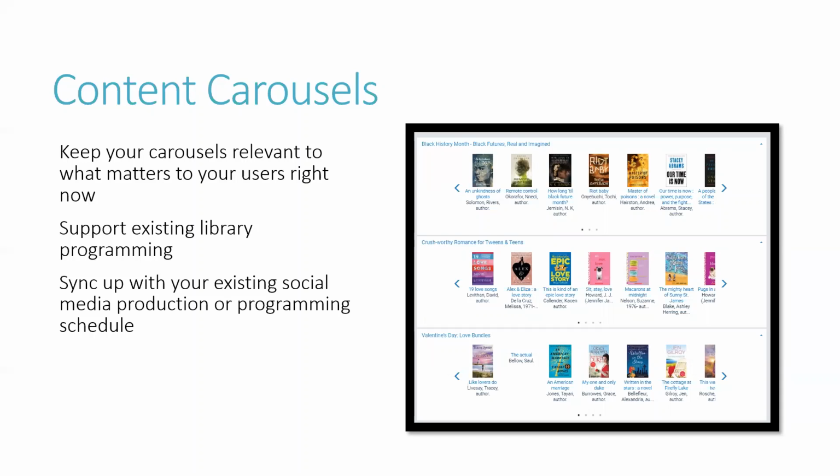You can also support existing programming. In this example on the right, you can see that the Glencoe Library has taken advantage of Valentine's Day being this month, and they've also promoted Black History Month. But they're really topical carousels using things that are likely in the mind of the patron at this time.